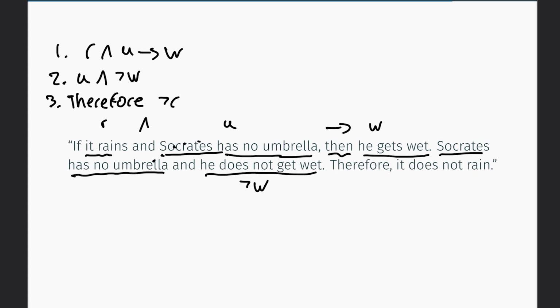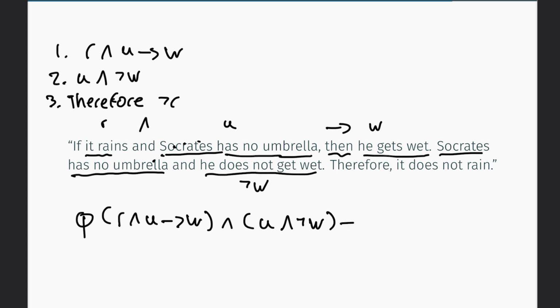So how we can now more formally write this down as a single propositional formula, let's say it's called phi, is to consider the first part. So R and U implies W. That's something we assume to hold because that's a fact that was given. We also assume to hold that U and not W. And therefore, if both holds, then it does not rain, so not R. So this is the full propositional formula of what is defined here.